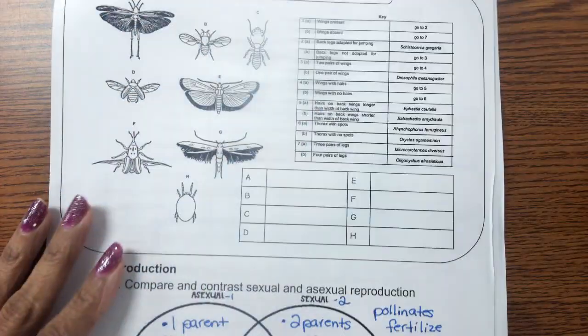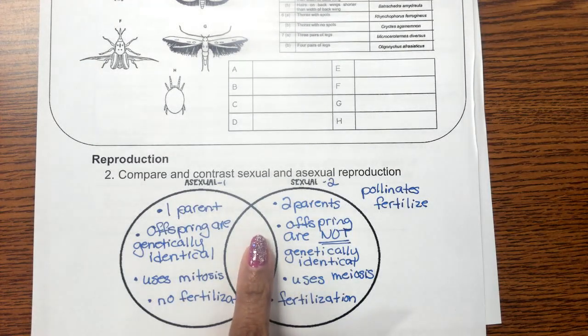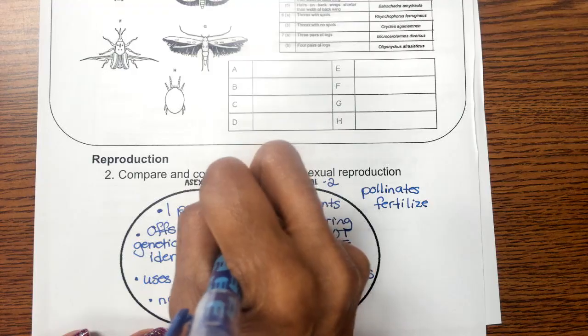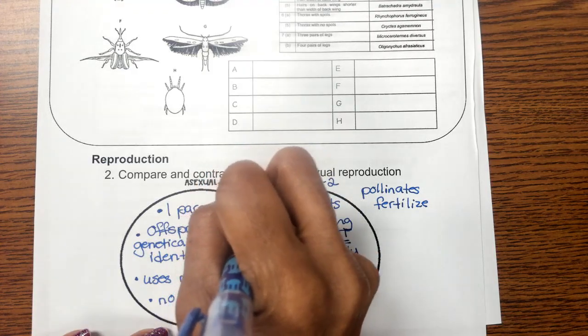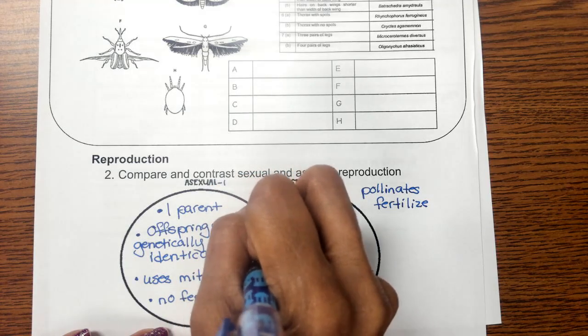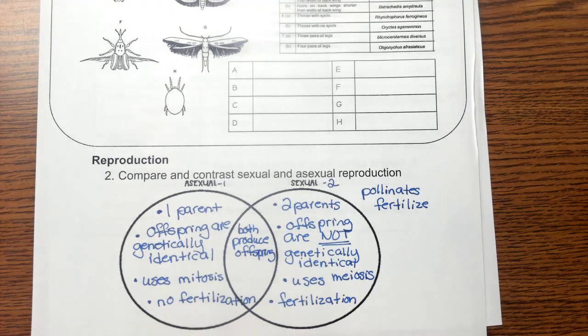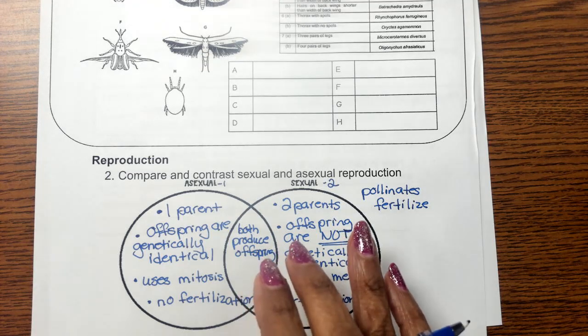All right, let's go to the next page. Oh, I'm sorry, I forgot to do the middle. Forgive me. So what do they have in common? They both produce offspring. I'm going to pause and let you all catch up, and then we're going to go to the next page. We're going to move on.